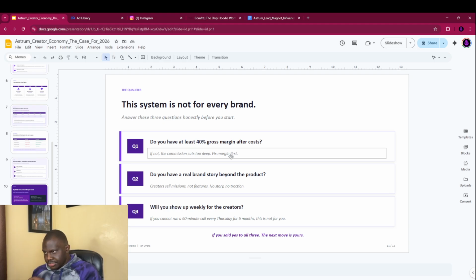So your margins have to be at least, I'll say 70% is a good margin. If you have less than 40%, it cannot work for you.